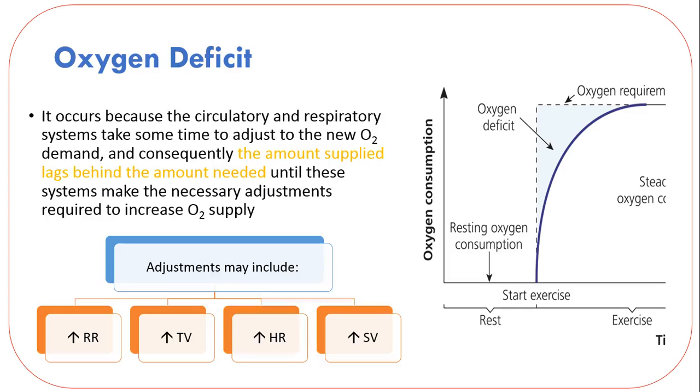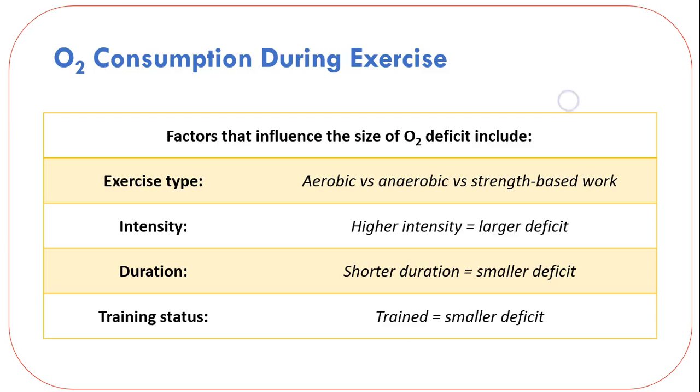This occurs because our respiratory and cardiovascular systems take time to adjust to that sudden increase in oxygen demand. So we go from being down here at our resting oxygen consumption to up here at our working oxygen consumption. And that instant change in demand takes time for our systems to adjust. Okay, so it takes time for us to increase our respiratory rate, our tidal volume, our heart rate, our stroke volume, etc. So that's why we work in oxygen deficit initially when we start to exercise.